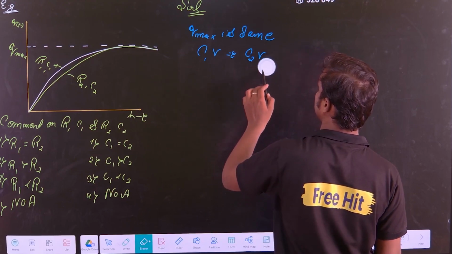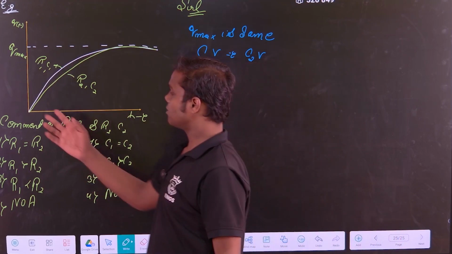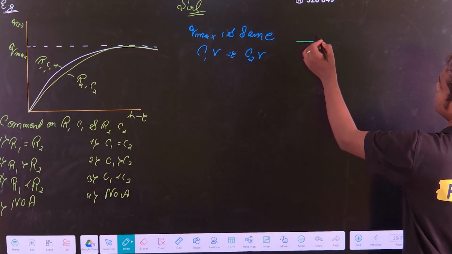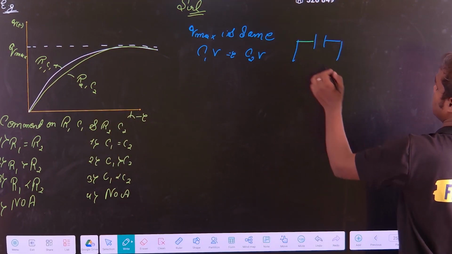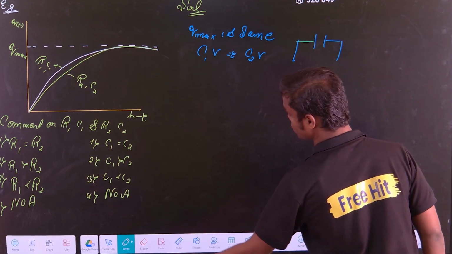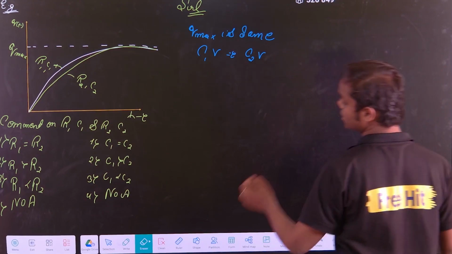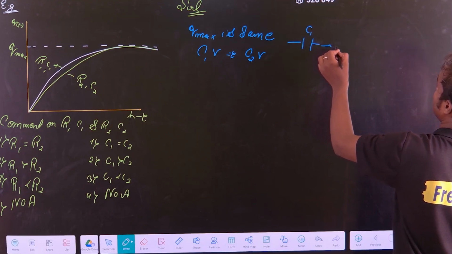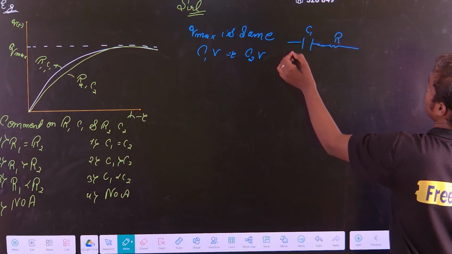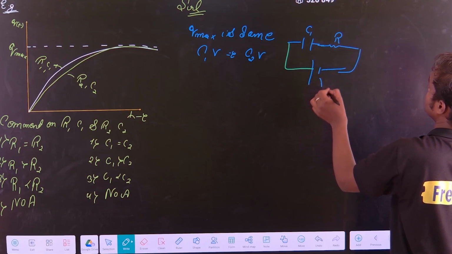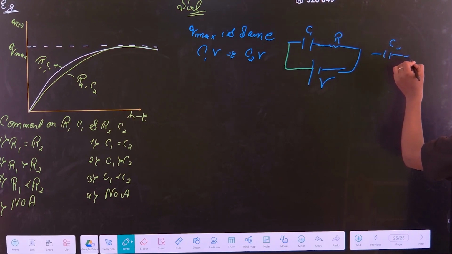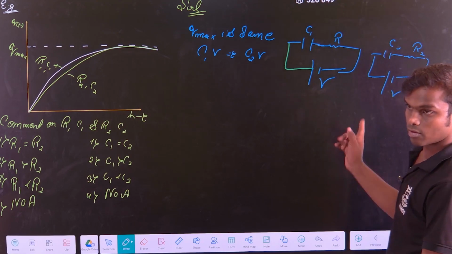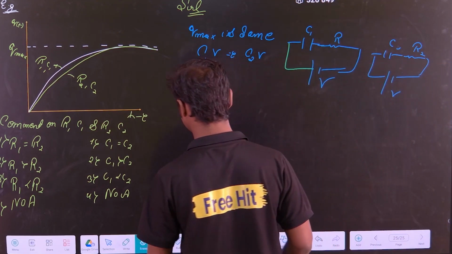Why? Because we are drawing the graph like this, that means the potential for both is the same. The circuit is something like this. This is my C1, then we have a resistance R1, connected to a potential V. Similarly, we have another capacitor C2, another resistance R2, also connected to a voltage V. That is the thing you have to understand. This is what is given to you.